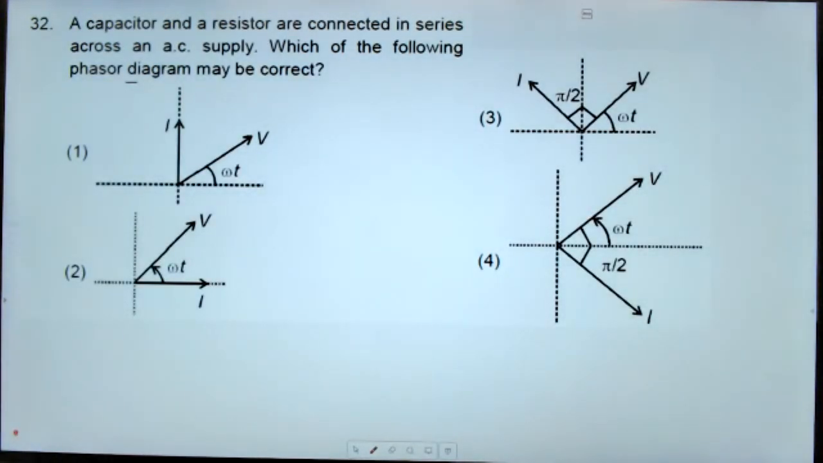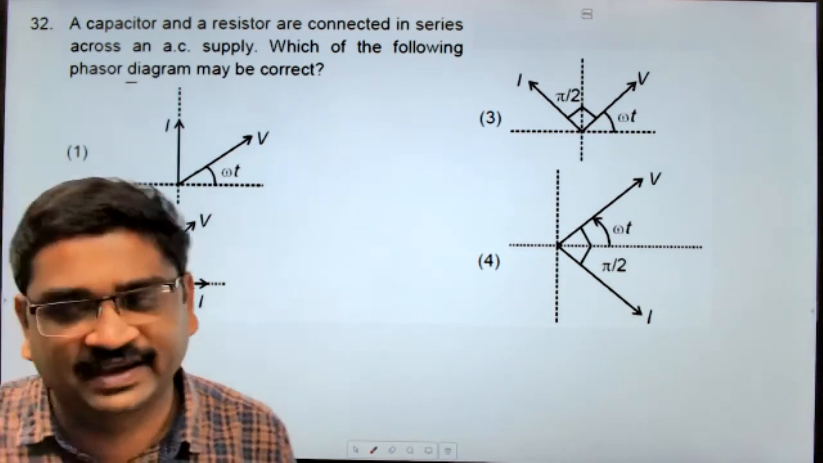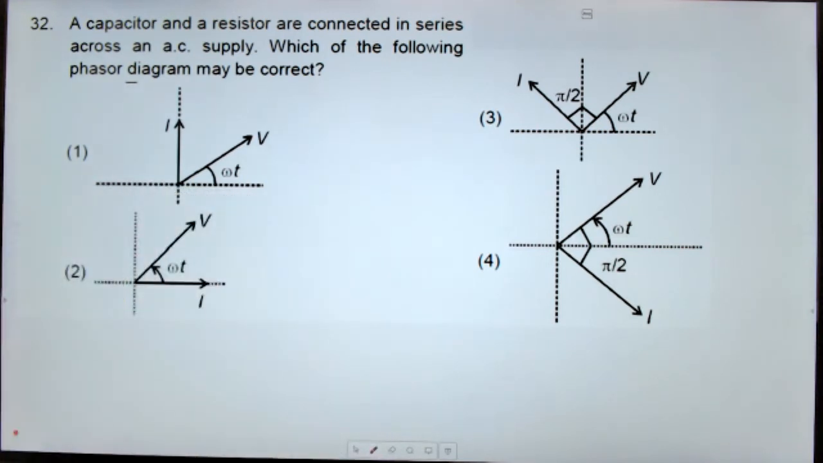Next. A capacitor and resistor are connected in series across an AC supply. For a capacitor, which one is leading, current or voltage? Based on that, we can finalize this one. For a pure capacitive circuit, which one is leading, current or voltage? Current is leading. So current is leading the potential.